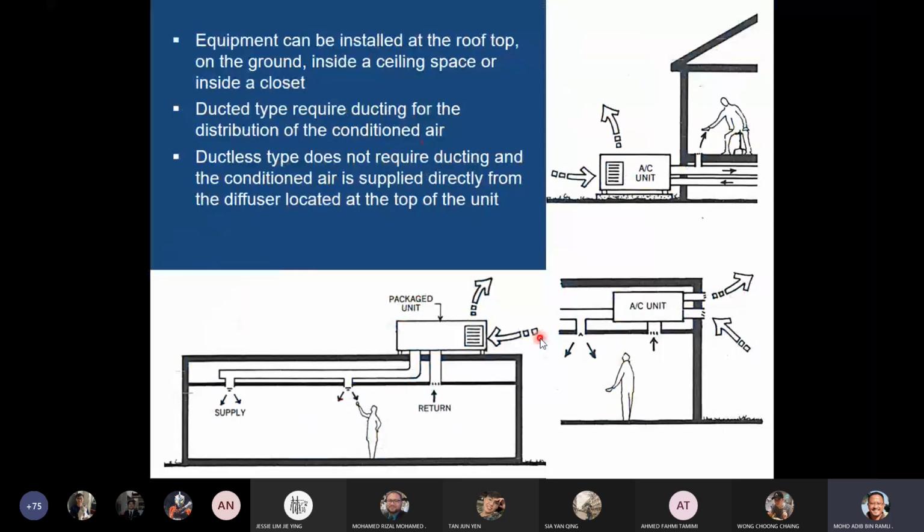So this package unit can be installed at the rooftop. There are a few places that you can install this package unit: on the rooftop, on the ground, inside a ceiling space, or inside a closet, depending on the variants. There will be some variants in this package unit as well. The normal one would be like this: you have a building and you put the unit next to the building, just like the split system where you put the outdoor unit outside the house.